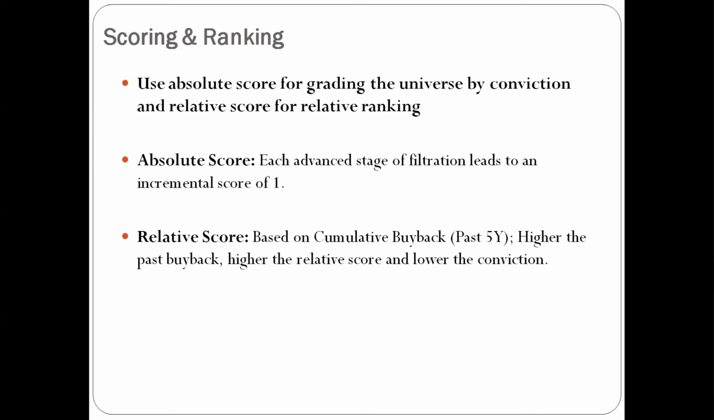We use absolute score and we use relative score. For absolute score, we pass the model through multiple stages of filtration, and each advanced stage of filtration leads to an incremental score of 1. So any company passing stage 1 gets a score of 1, and then as it goes through multiple stages, it gets an incremental score of 1.